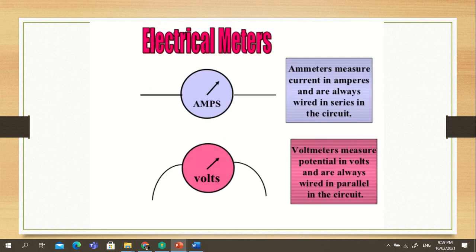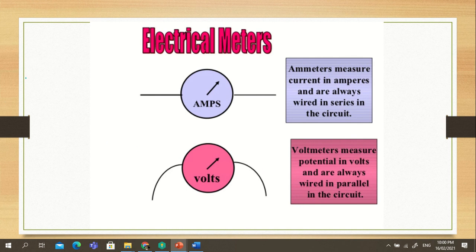Okay. And we have electrical meters, usually called ammeters. So an ammeter is used to measure the current in amperes and is always wired in series in the circuit. Series in the circuit. So the wiring here is series in the circuit. And a voltmeter measures potential in volts and is always wired in parallel in the circuit.